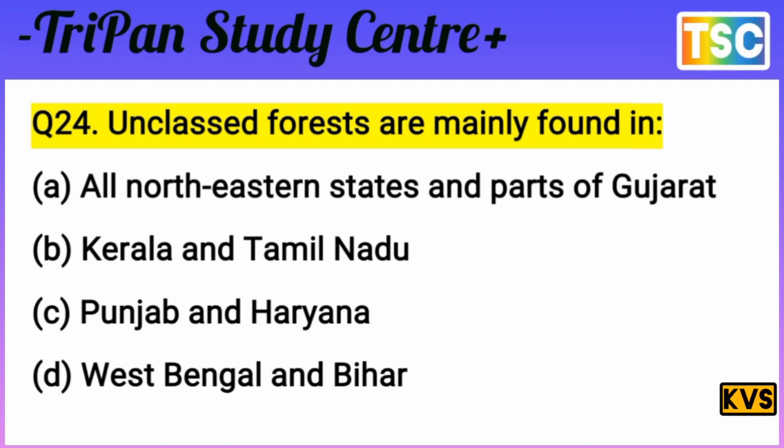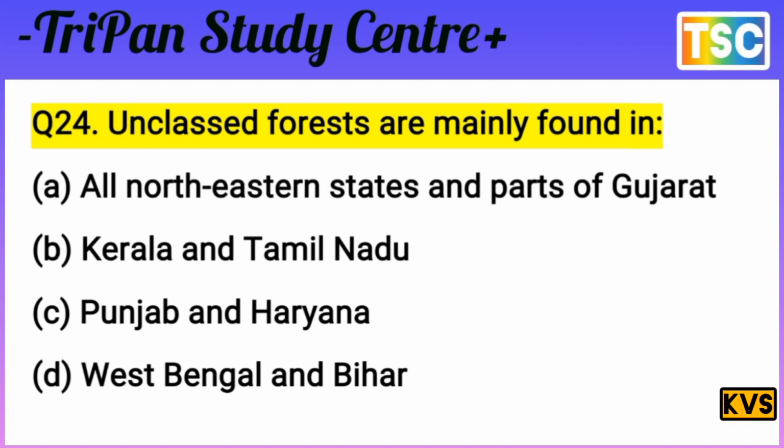The next question on your screen: unclassed forests are mainly found in. The options: A, all north-eastern states and part of Gujarat. B, Kerala and Tamil Nadu. C, Punjab and Haryana. And D, West Bengal and Bihar. I give you a few seconds to test your knowledge. You must have thought of your answer.